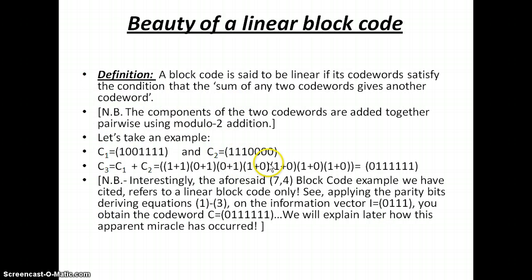First, let us understand what is the beauty of a block code, or rather linear block code. The definition of a linear block code is as such: a block code is said to be linear if its code words satisfy the condition that the sum of any two code words gives another code word. What is that? If you do modulo 2 sum bit by bit, you obtain the third code word from given two code words, for example C1 and C2, and we obtain C3 by doing the modulo 2 operations as shown, and we obtain 0 1 1 1 1 1 1 as the C3 or the third code word.